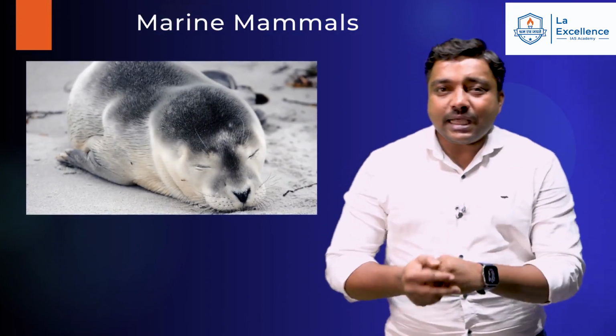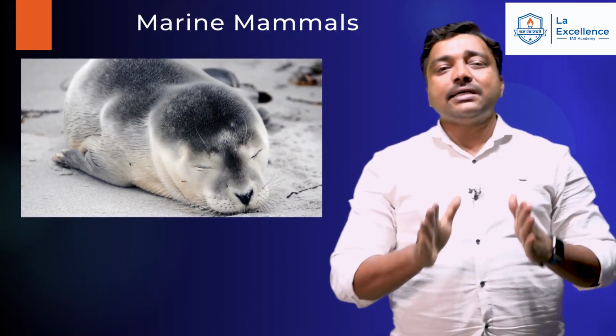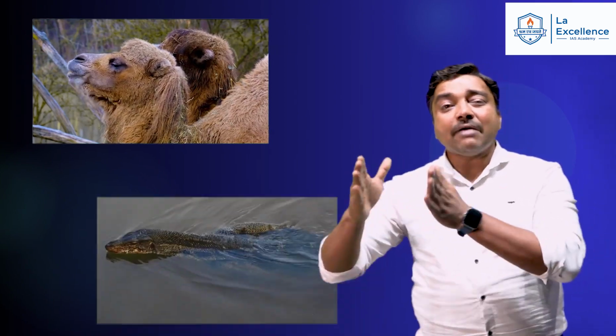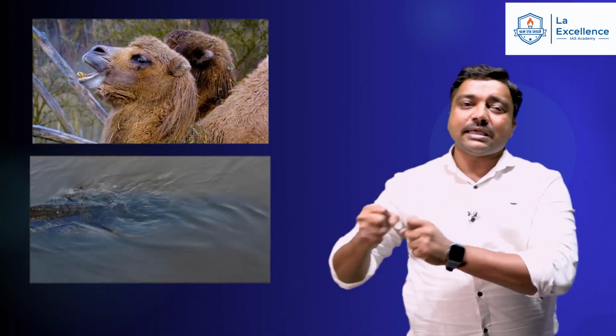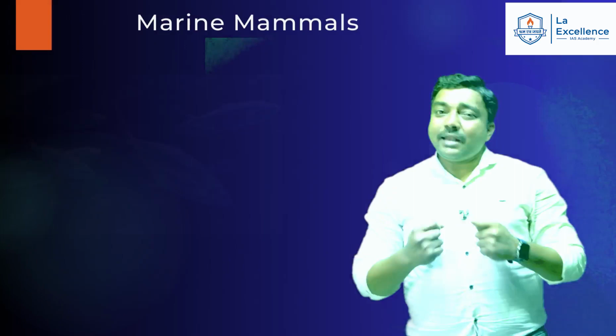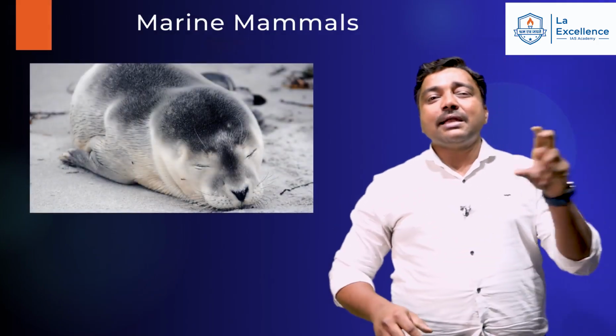Before discussing marine mammals, let us understand the difference between mammals, amphibians and fishes. Mammals usually breathe through the lungs, amphibians breathe through the lungs and gills, and sometimes through the skin also, and fishes breathe through the gills. Okay, now let us discuss marine mammals.